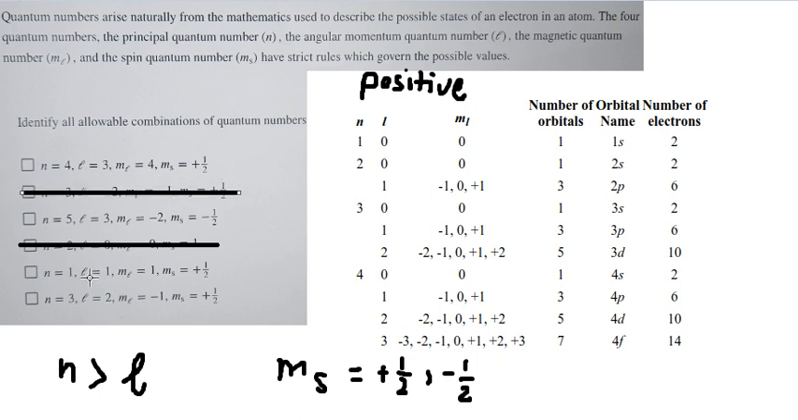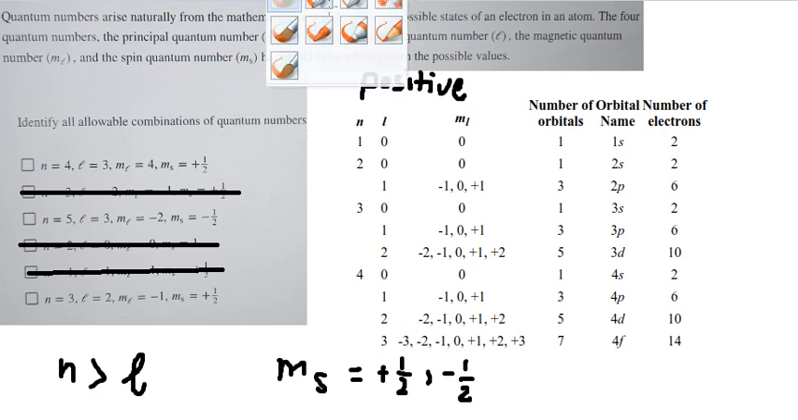This one, L and N, they have the same value in here. We don't have L number 1 in here. We need to ignore it.